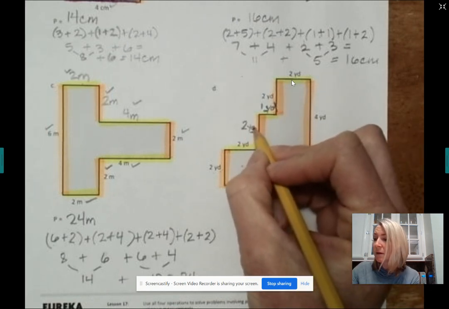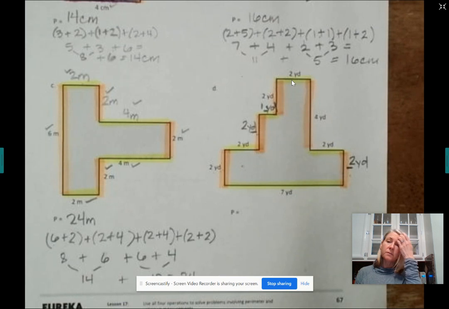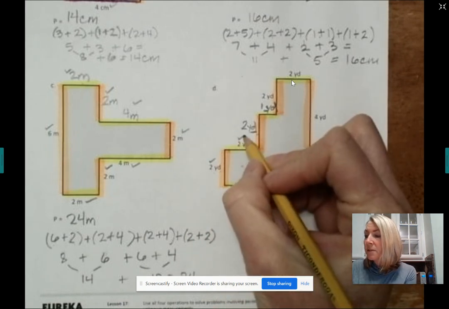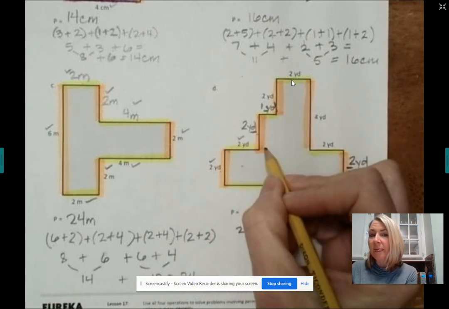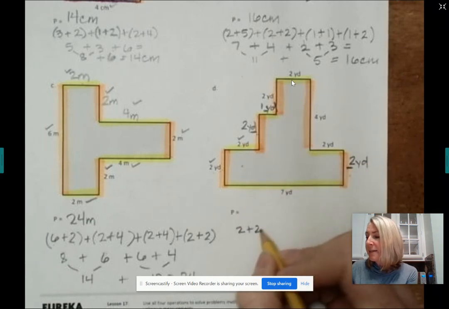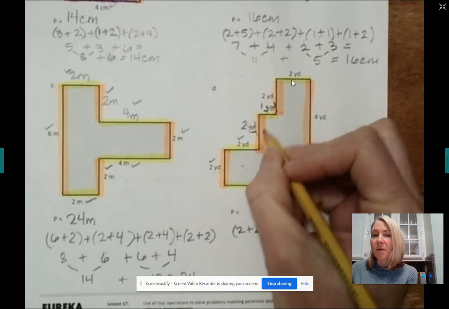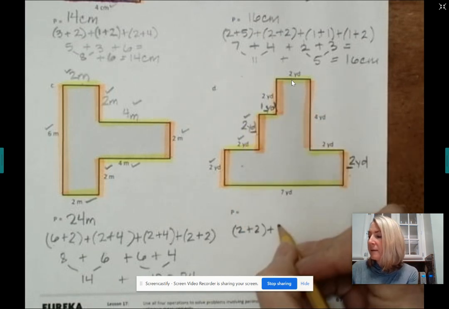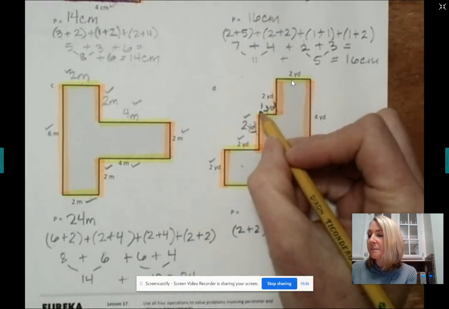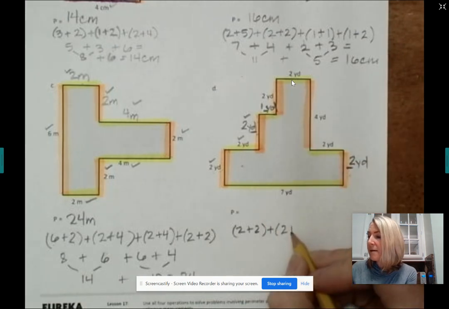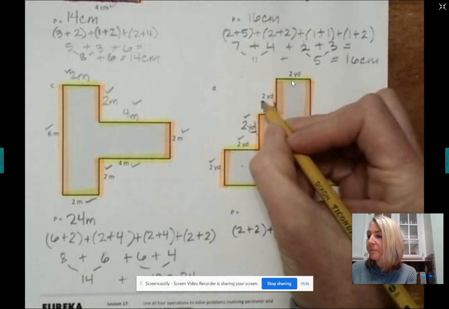This would be 2 yards. All right, so now that I have all my side lengths figured, it's time to walk the perimeter path. I have 2 yards plus 2 yards, stay on that line. I'm telling you, they get sneaky. Now I'm going up the path. I have another 2 yards. I'm staying on the path and it turns a corner, right? So now I'm on 1 yard.